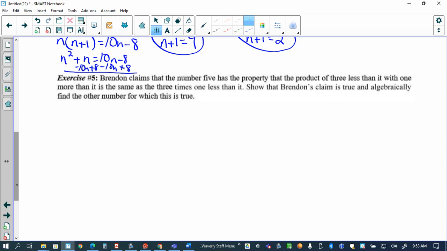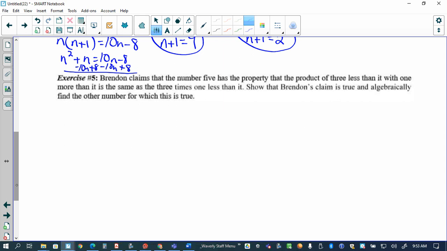What's this kid's claim? The number 5 has the property that the product of 3 less than x with 1 more is the same as 3 times 1 less than n. That is so confusing.